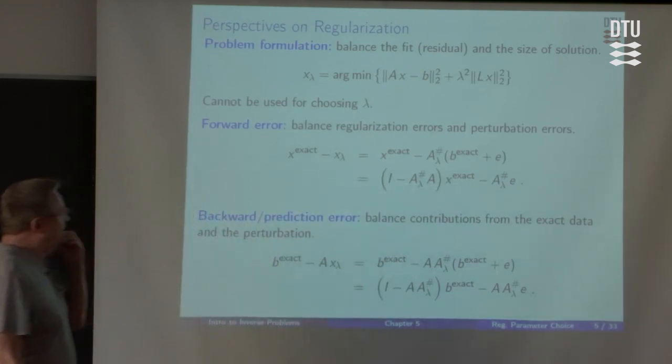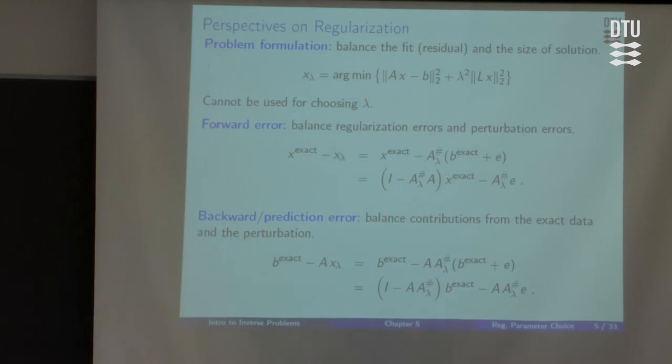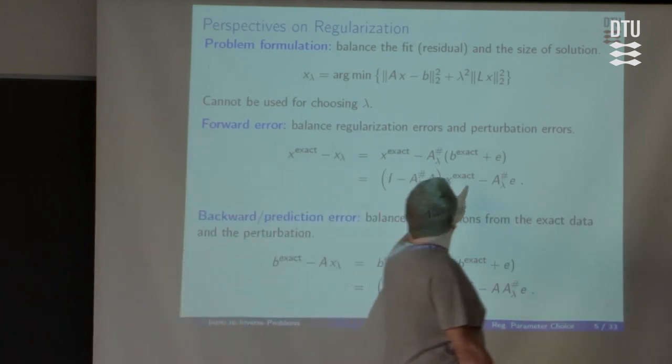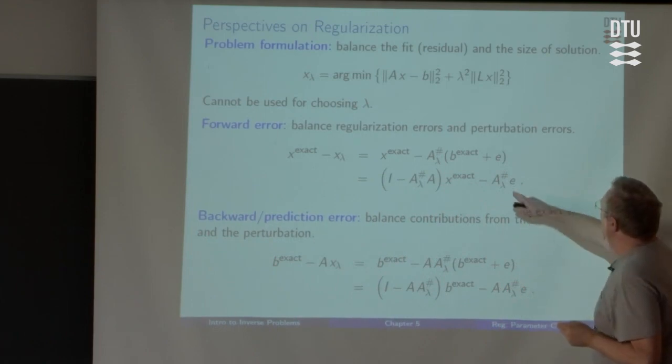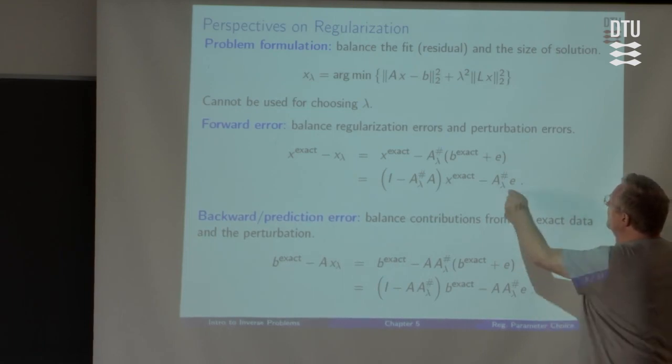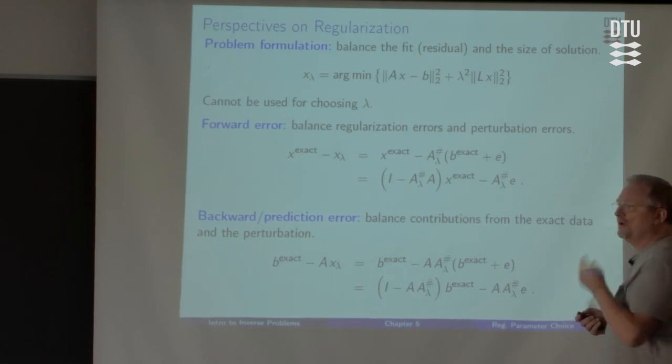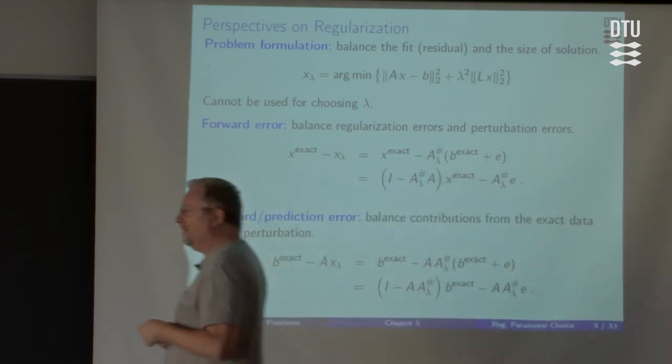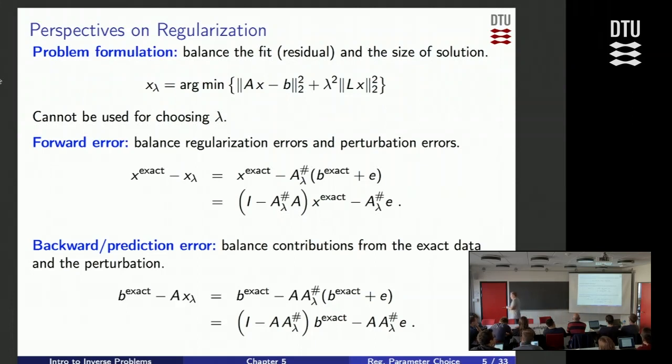If you look at that, you'll see that we have one component that involves the exact solution, and another component that involves the noise. The last component, the regularized inverse times the noise, is of course what happens to the noise as we do a reconstruction. The noise, which is a part of the right-hand side, is influencing the solution in this way, so it contributes to the error. And if there were no noise, then this perturbation error would not be there.